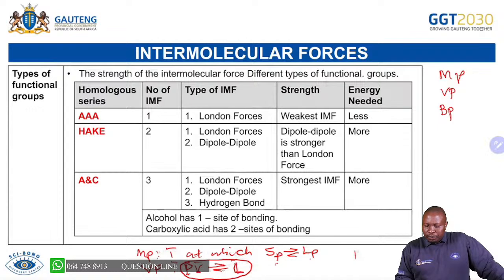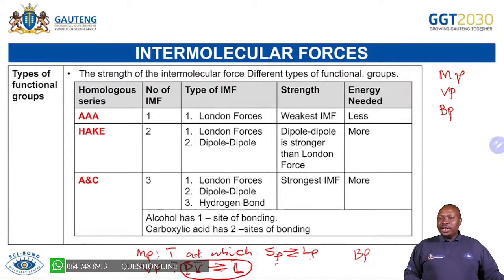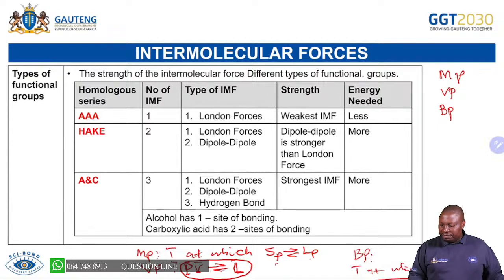The last definition is boiling point. We are saying boiling point is not a point as well, it's a temperature at which the vapor pressure is equal to the atmospheric pressure. Let me tell you about this definition.